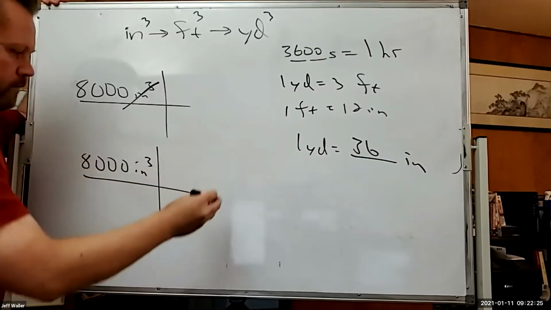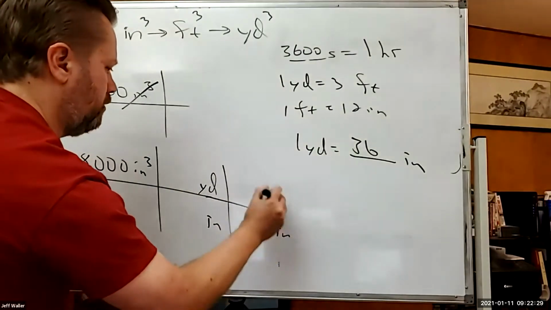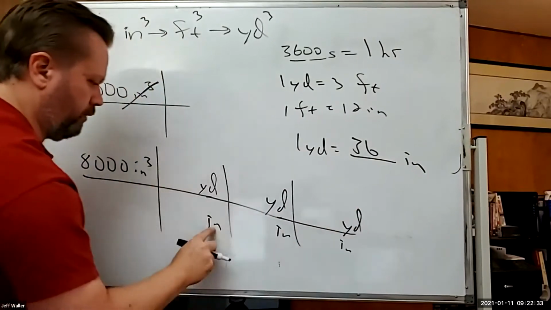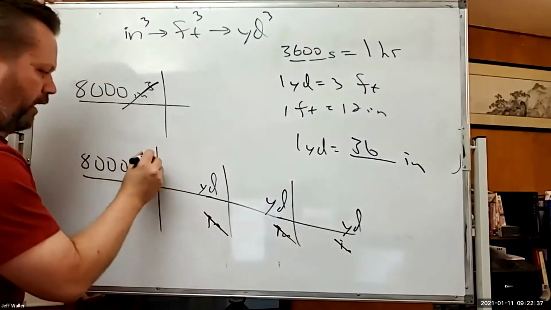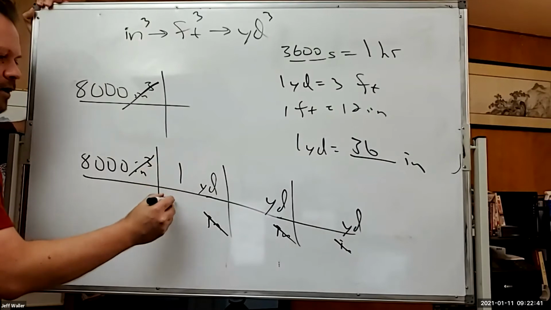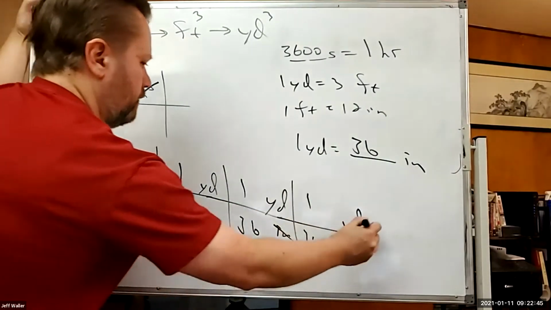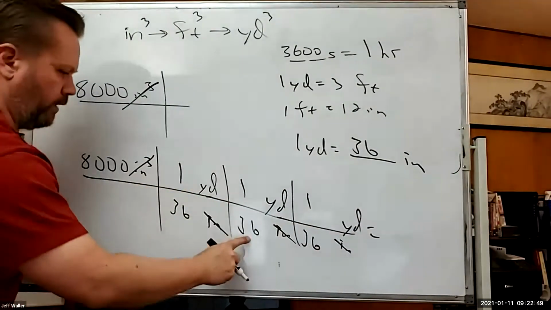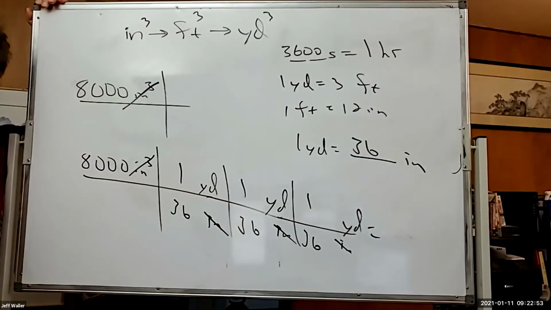Yes. So inches to yards. I have to do it 3 times, of course, right? So inch times inch times inch, all gang up and kill this guy. But now I can say 1 yard is 36 inches. 1 yard, 36. 1 yard, 36. 8,000 divided by 36, divided by 36, divided by 36.